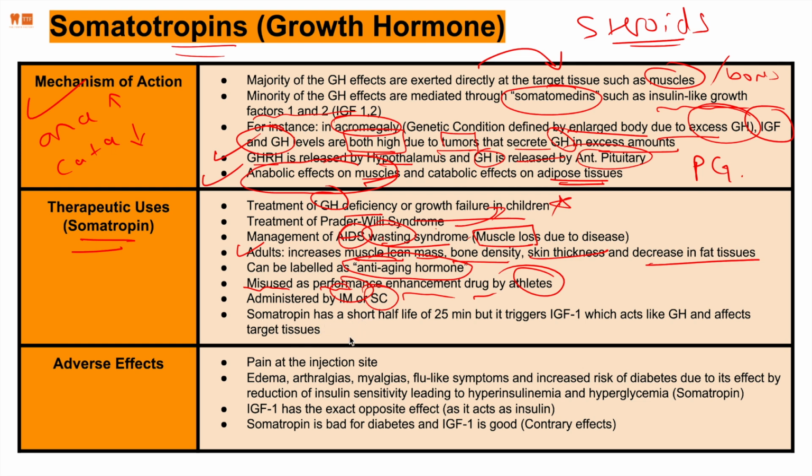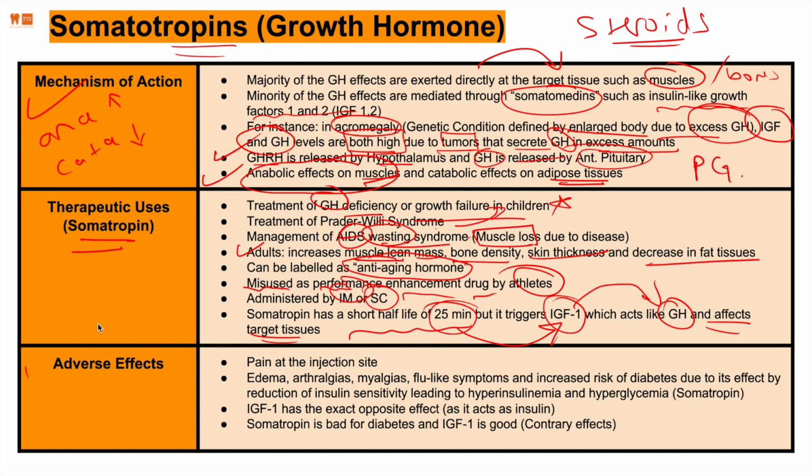Somatropins have a short half-life, 25 minutes. In the body, it triggers insulin-like factors. They act like growth hormones and they affect target tissue, so they act like growth hormones.